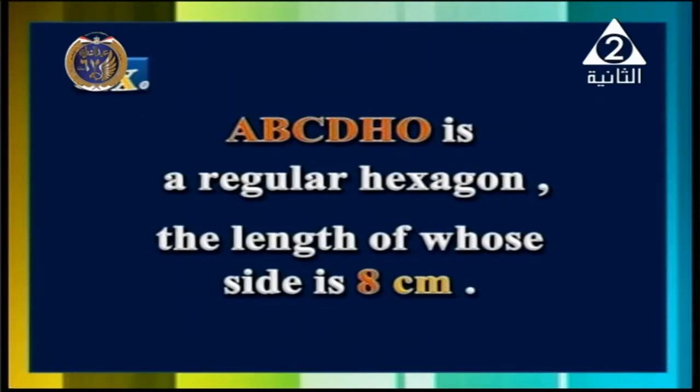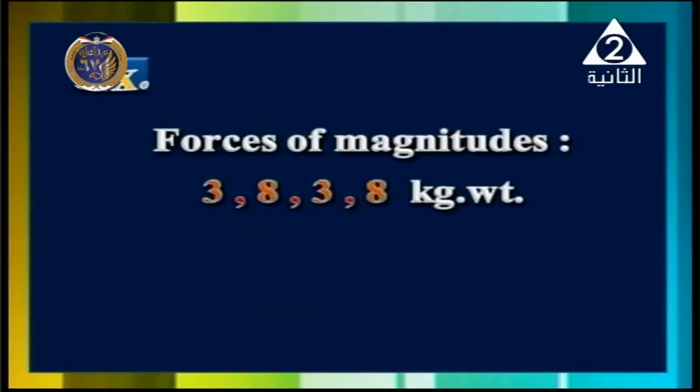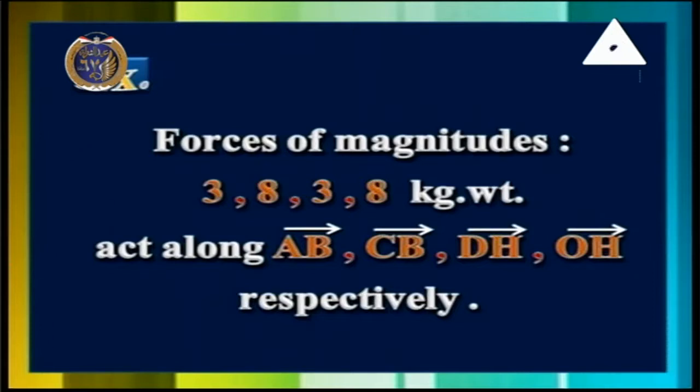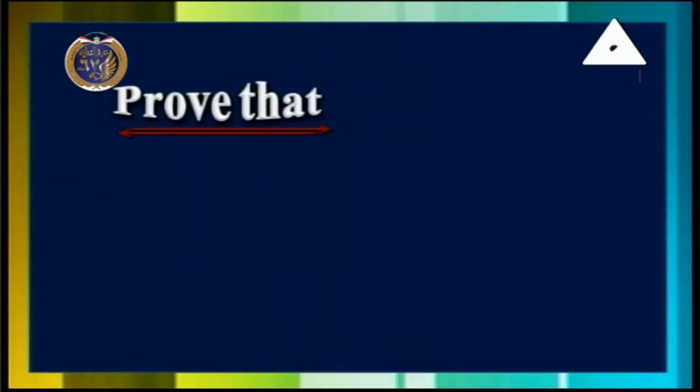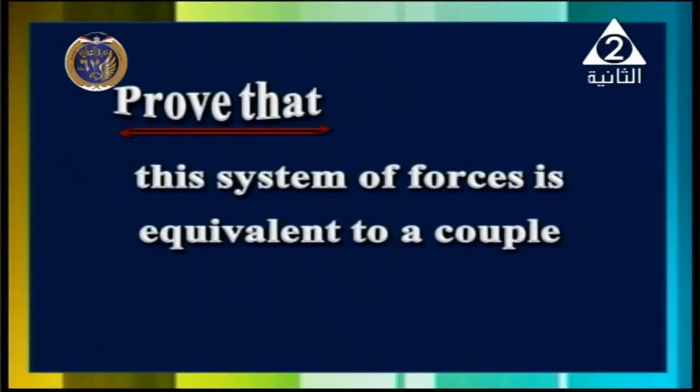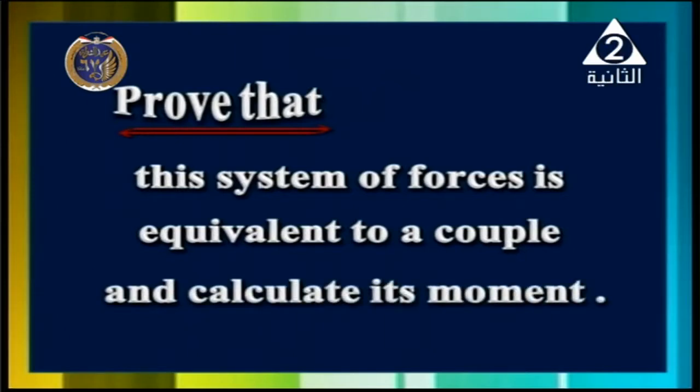ABCDHO is a regular hexagon, the length of whose side is 8 centimeters. Forces of magnitudes 3, 8, 3, 8 kilogram weight act along AB, CD, DH, OH respectively. Prove that this system of forces is equivalent to a couple and calculate its moment. Solution.